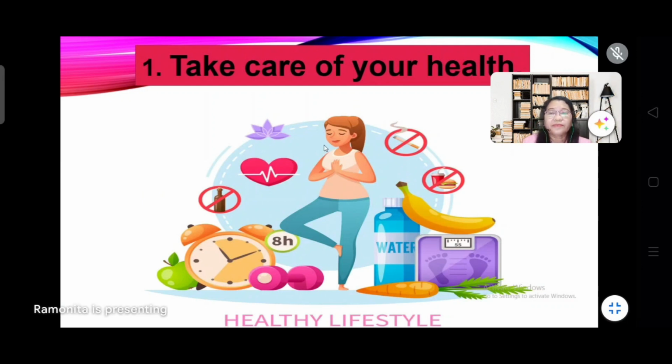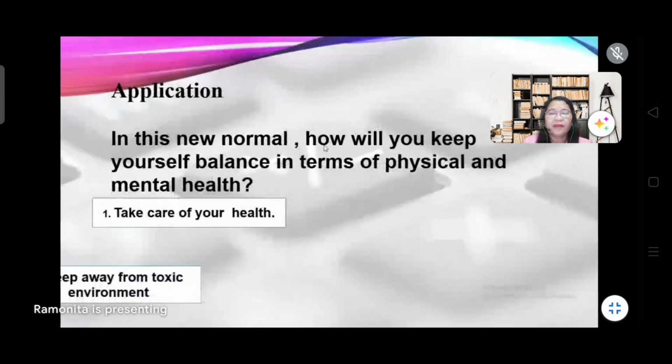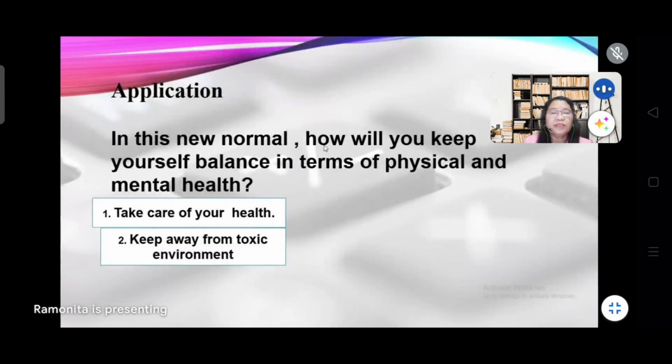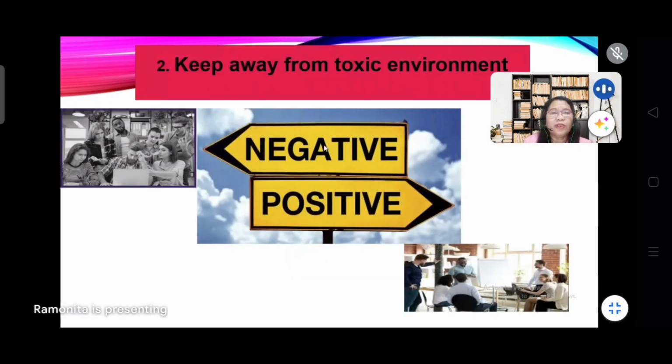Next, keep away from toxic environment. Okay, how will you keep away yourself? So try to neglect negative vibes, so your environment is not helpful. So accept positive vibes where you are happy with your friends. You're already contented.